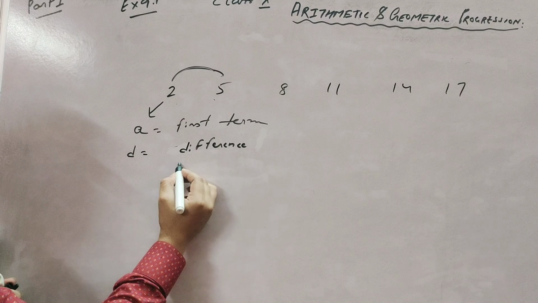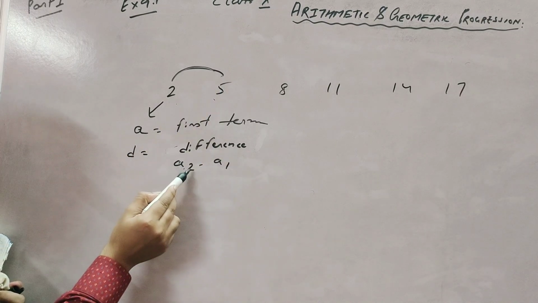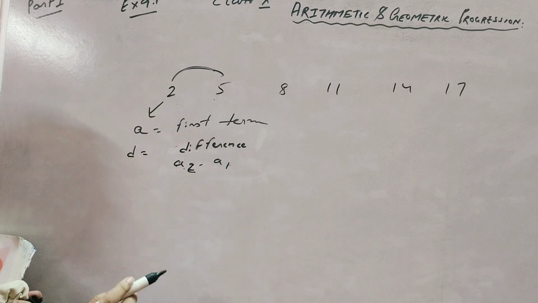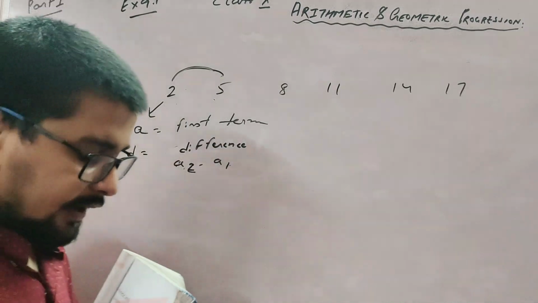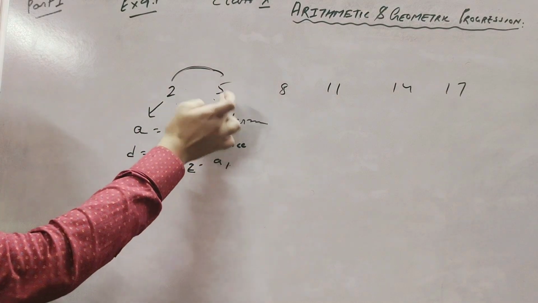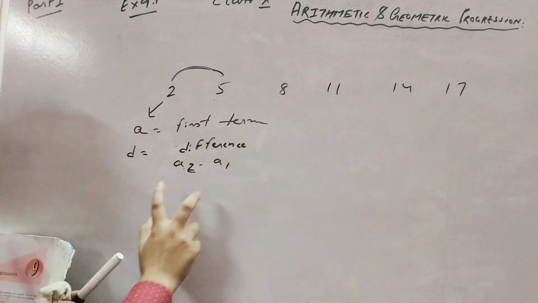And how do we calculate the difference? That is A2 minus A1. That means the second term of AP minus the first term of AP. So we find out the difference between the two terms. This is the first term, this is the second term, third term, fourth term. So the difference between two terms is always equal in AP.